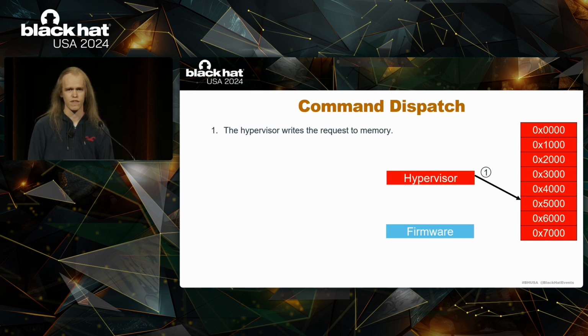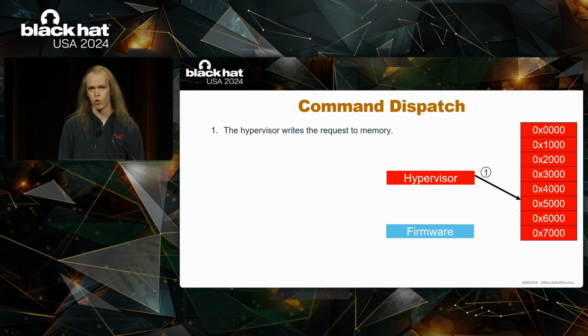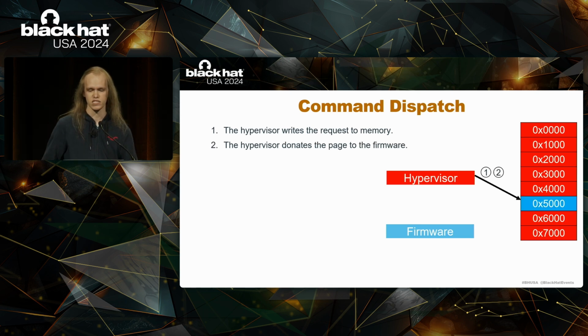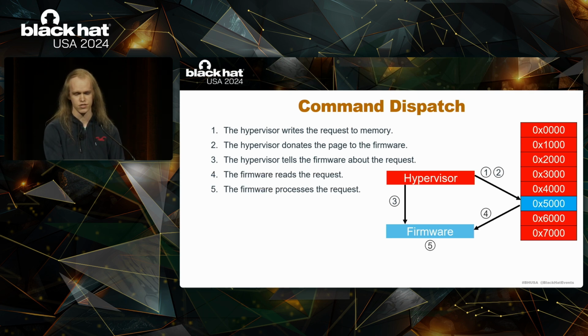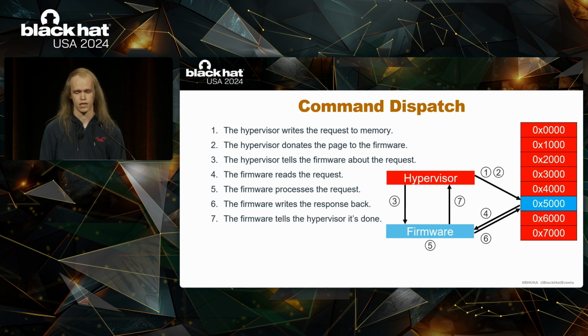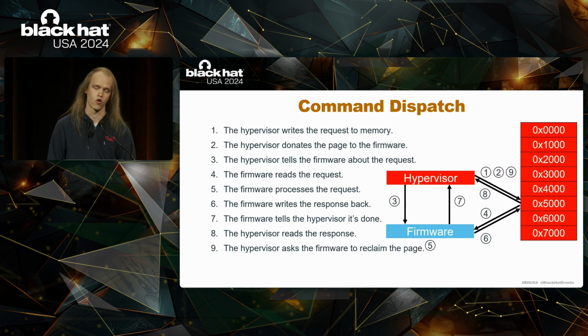So the first step is that the hypervisor actually writes the request somewhere to memory that is owned by itself. Immediately after writing that request, the hypervisor then donates that page to the firmware. It does that using one of those special CPU instructions that can be used to change the RMP. The hypervisor then tells the firmware about that request. The firmware reads the request, executes it, and writes it back. At this point, the firmware tells the hypervisor that it's done processing. The hypervisor reads back the response. And the last step is that the hypervisor asks the firmware to reclaim that page so that we don't just leak out a page to the firmware state for every request.